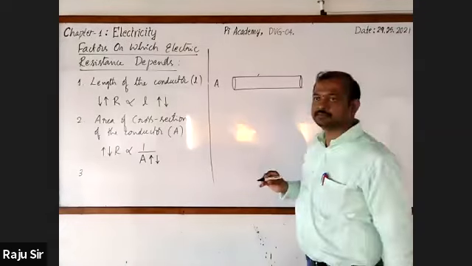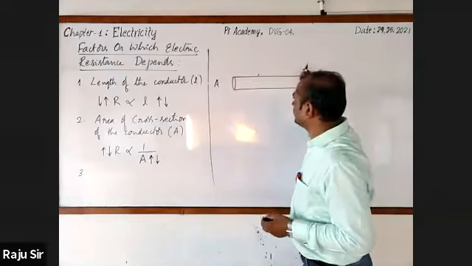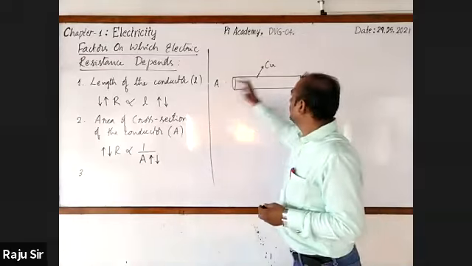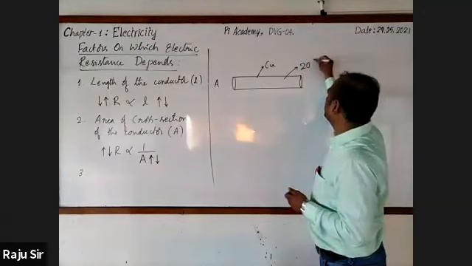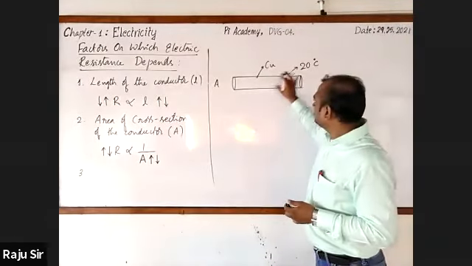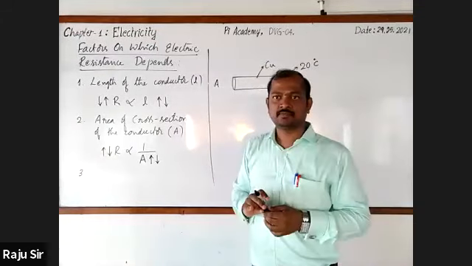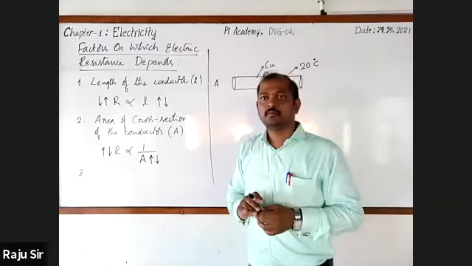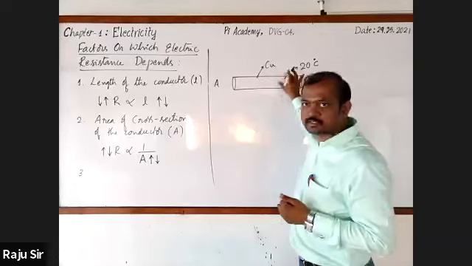Listen. Now we are moving to the third fact. Okay, this is the conductor. Call it copper, and it is at normal temperature. Let us take the normal temperature as 20 degrees Celsius. At this temperature, it has some electric resistance, right? Got it?